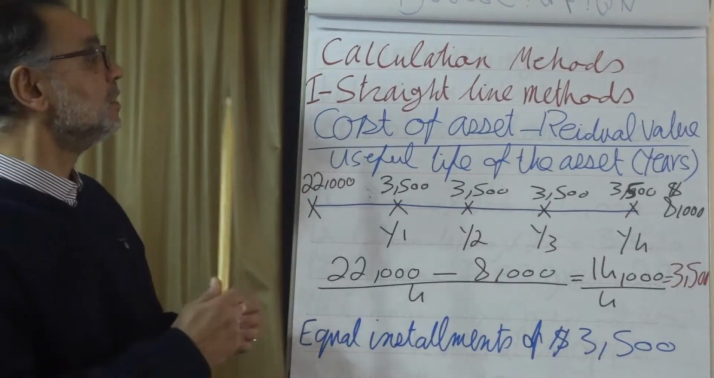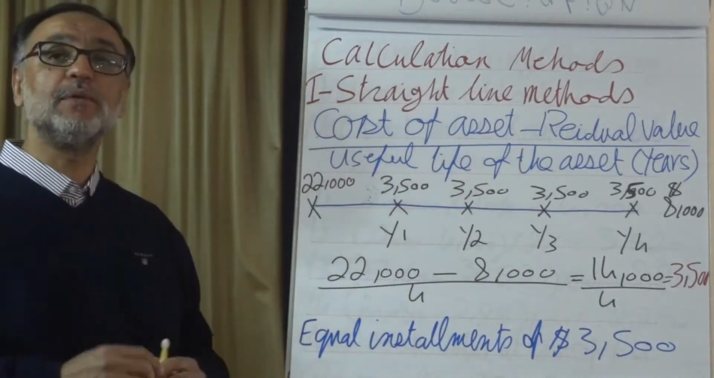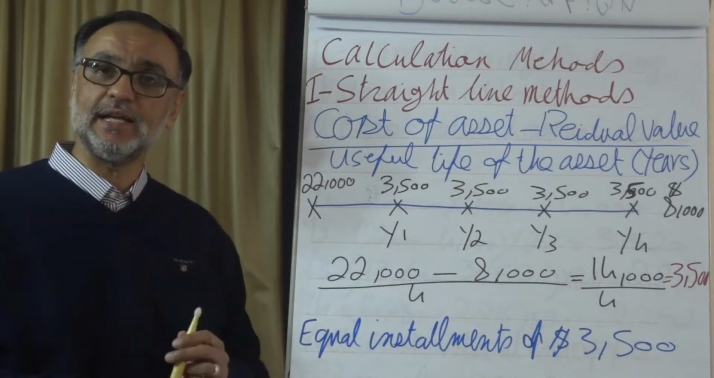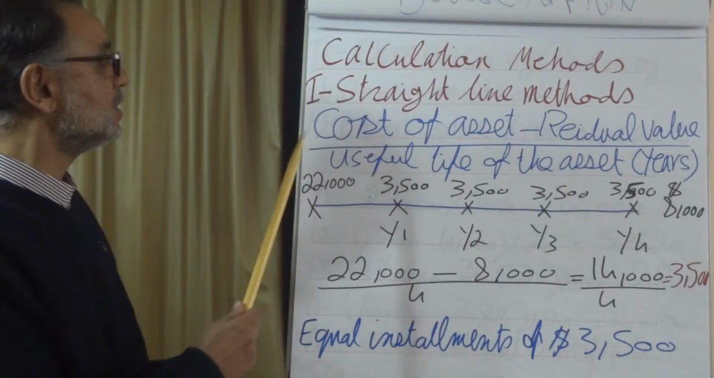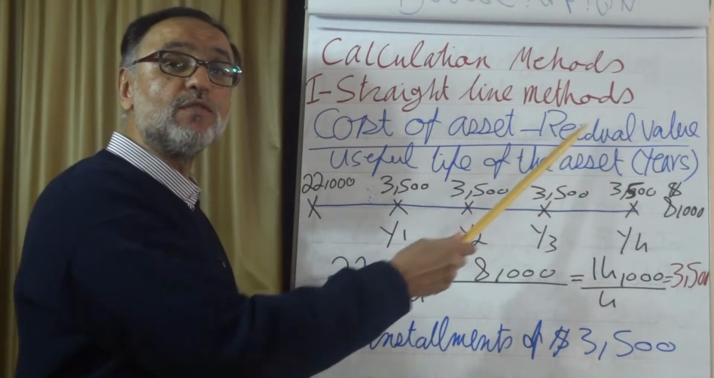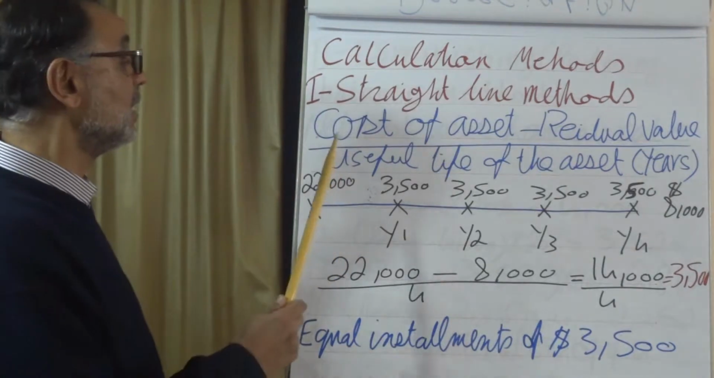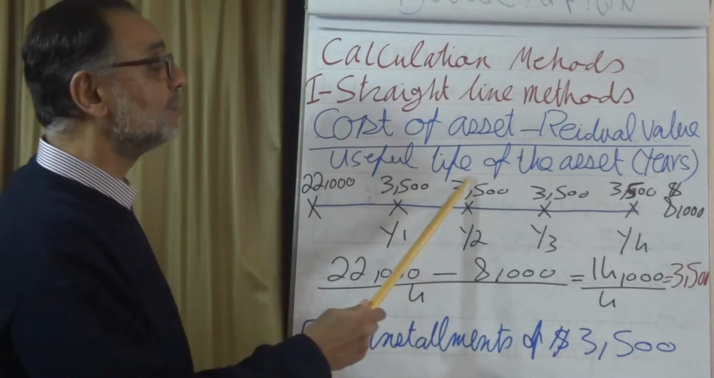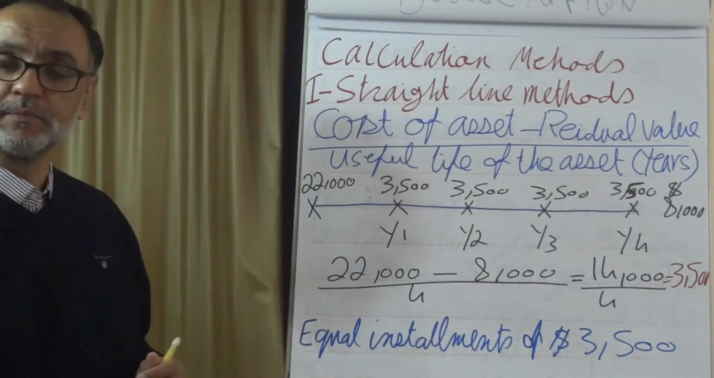First one is the straight line method. The straight line method is very simple and very easy to calculate. It's the cost of the asset minus the residual value, the value of the asset at the end of its useful life, divided by the useful life of the asset in years.